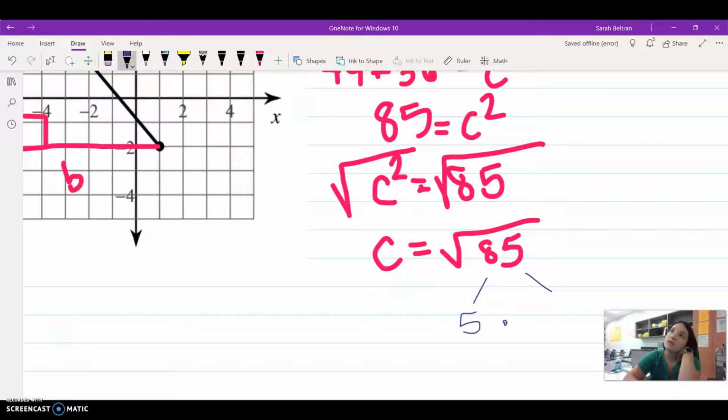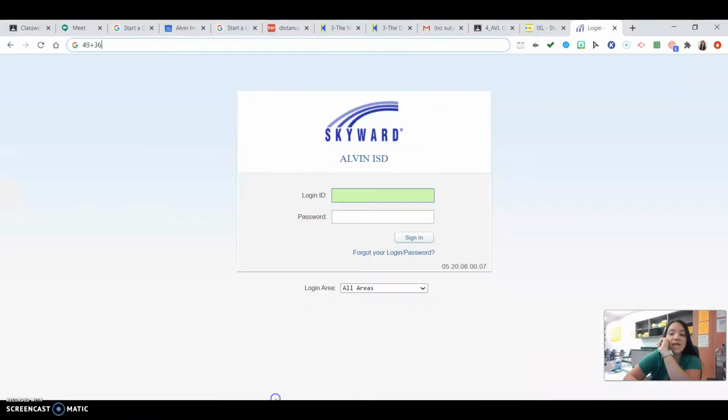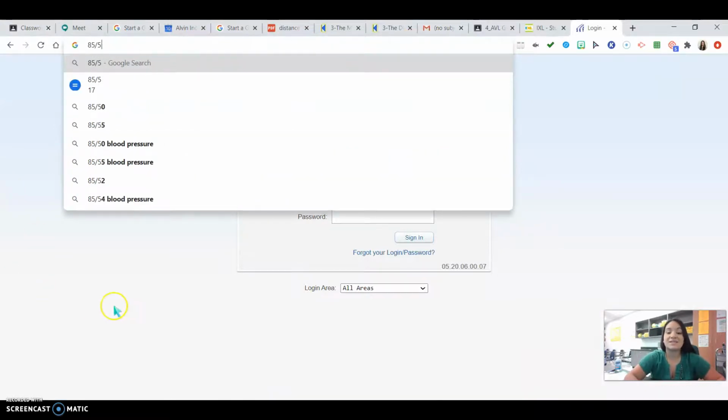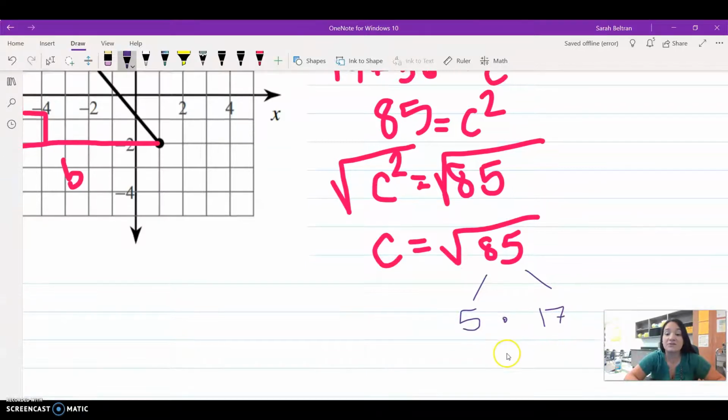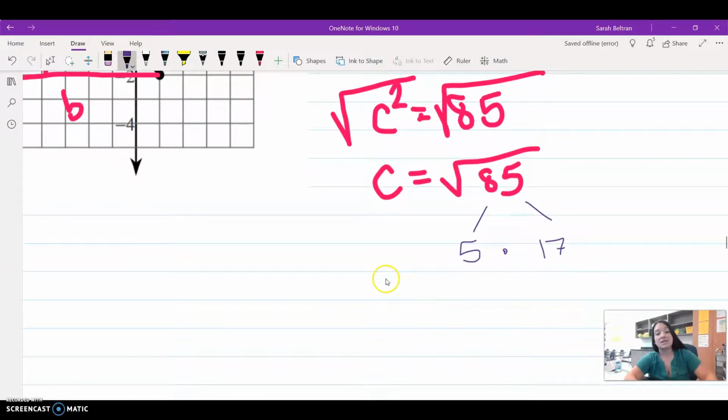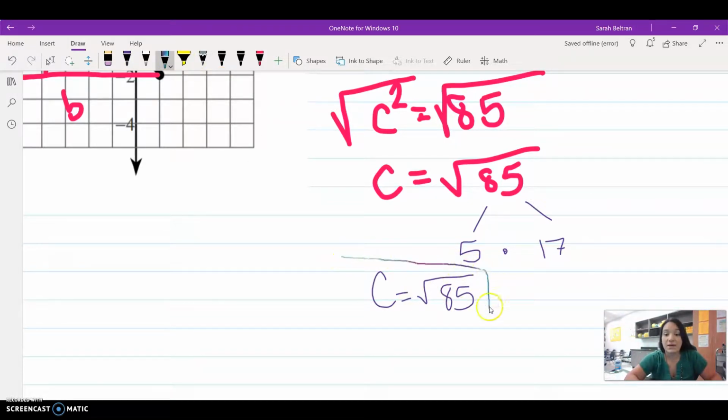5 times 20 is 100, 5 times 19 would be what, 95? So 5 times something is 85. What we're going to do is 85 divided by 5, and that's 17. Now 17 is a prime number, and 5 is a prime number. So since we can't simplify it any further, it just stays as the square root of 85. And that's our distance for that line there.